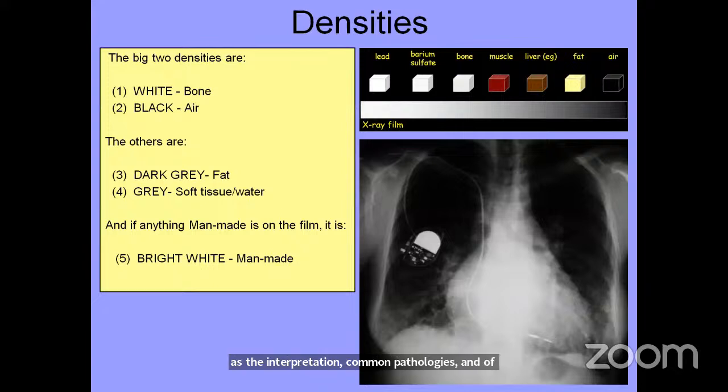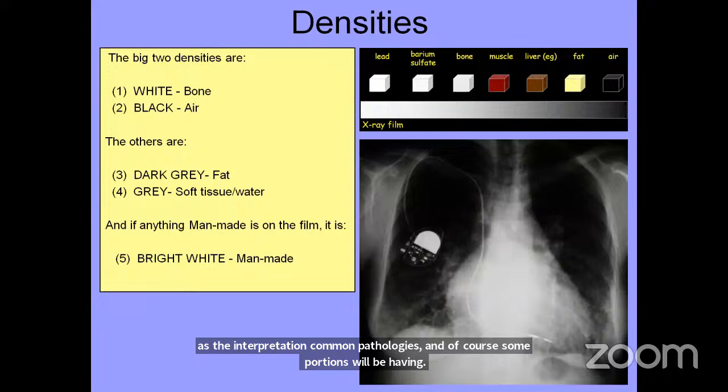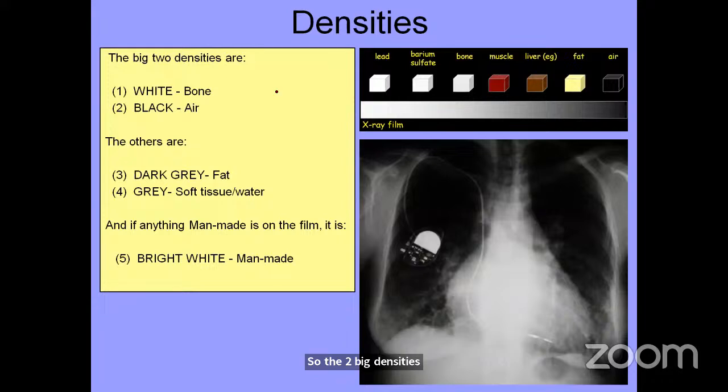So the two big densities in any X-ray are white, which is bone, and black, which is air. The others are dark gray, that is the fat, and gray, which is soft tissue and water. And if there is anything man-made on the film, and it is radio-opaque, then it is bright white. So in this X-ray, we have everything.